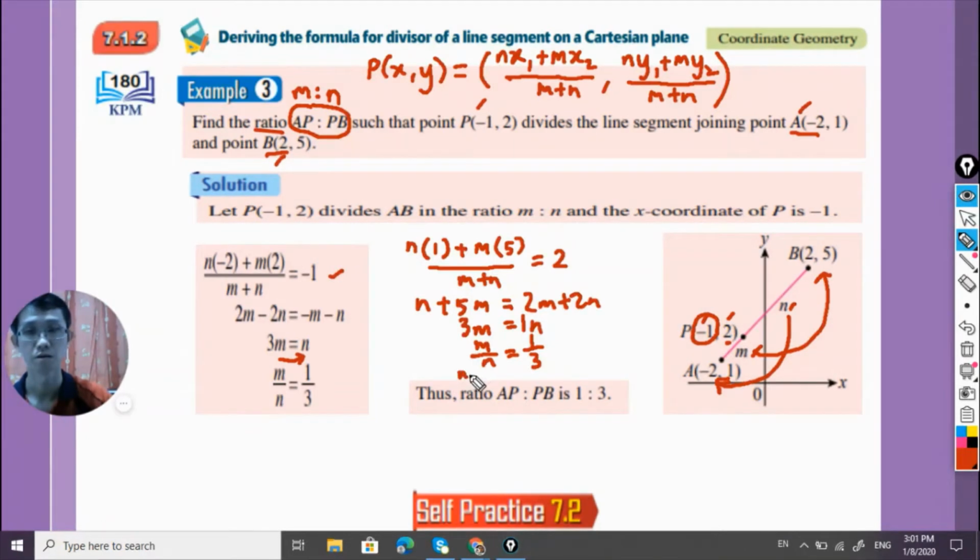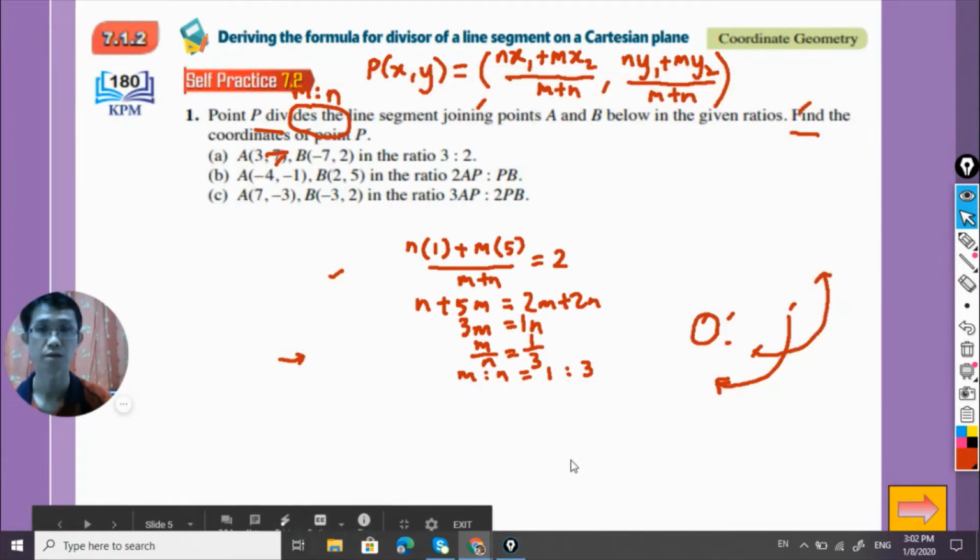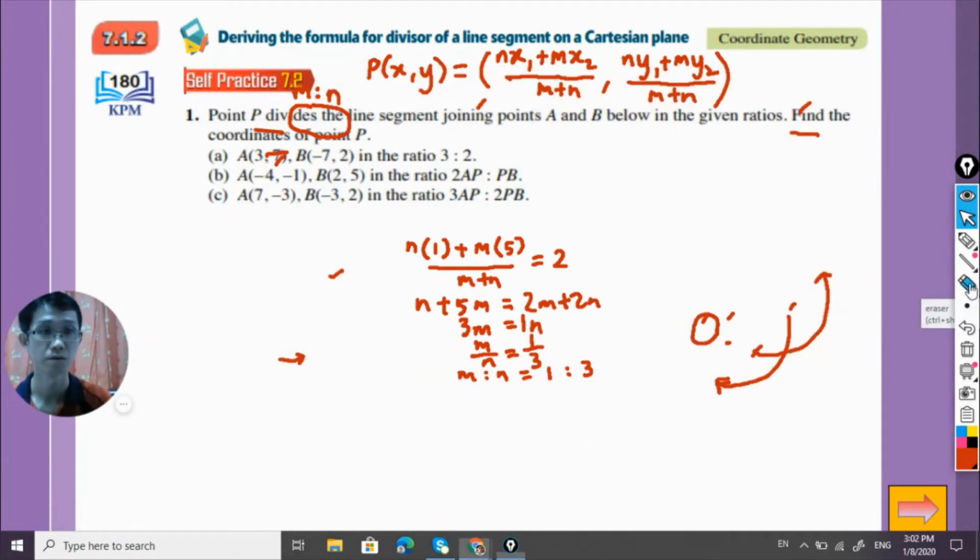So the ratio of m to n that you get here is 1 to 3. So this is AP ratio to PB is equal to 1 ratio to 3. So you get the same answer as the one that you did in the coordinate x. So both ways can be accepted. Okay. So now let us move on to skill practice 7.2.